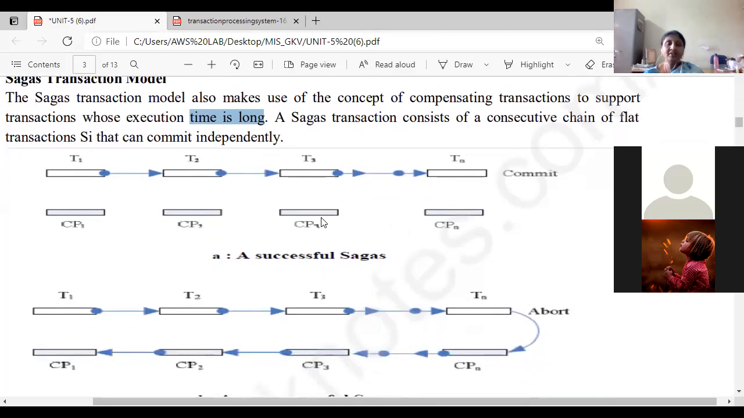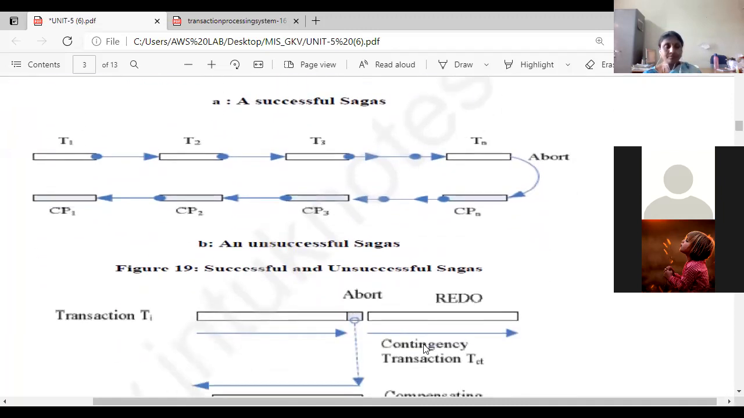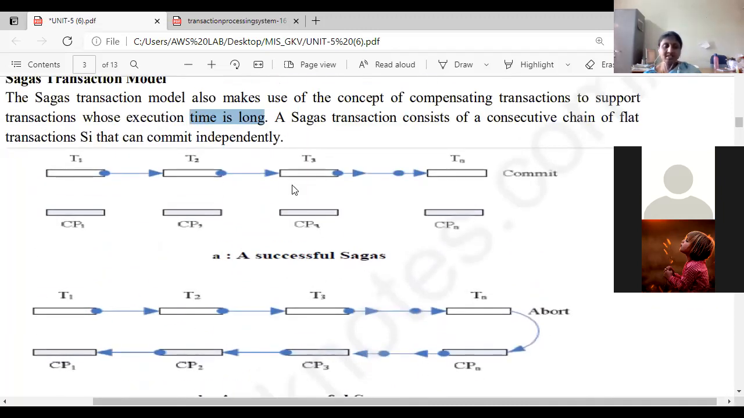Next, whenever it is a successful Saga, that is one case. Whenever it is not successful and aborted, that means whatever changes you have made have been undone. So T1, T2, T3, T4, abort. That means again, the changes you made are not happening to the database, they are not visible. Okay, that is the thing. This is an unsuccessful Saga. So note down this successful Saga and unsuccessful Saga diagram.